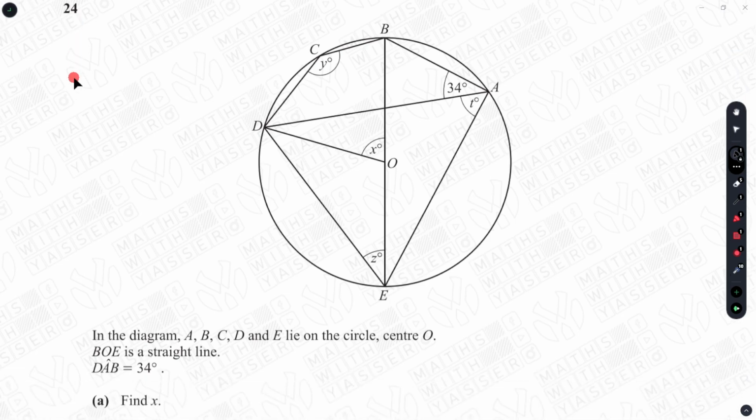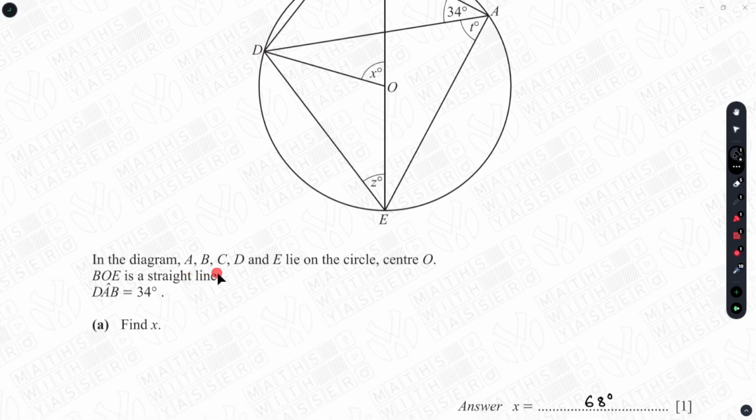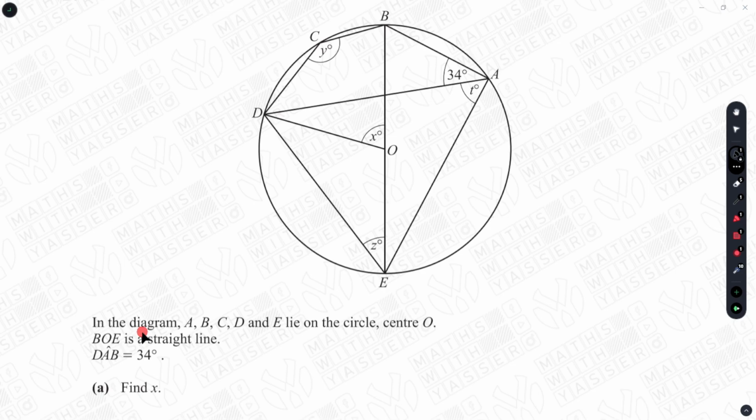Question number 24. In the diagram, A, B, C, D, and E lie on the circle with center O, and angle DAB is 34 degrees. We need to find X. So if we look into the angle X, we can see it is placed in the center. So we are using the logic angle at the center is twice the angle at the circumference.